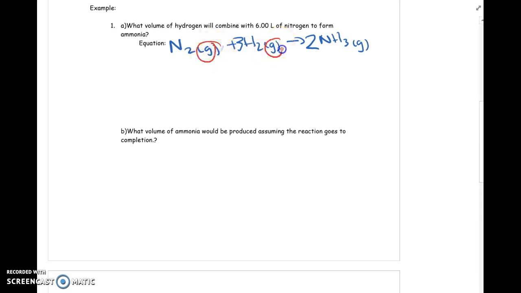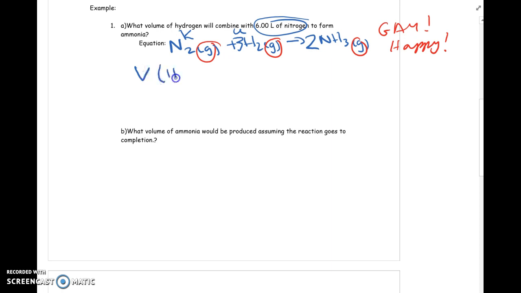We've got gas, gas, gas, so we're using Gay-Lussac's because we're very happy. Now, we've got the volume of nitrogen gas, so that is our known. And we're trying to find the volume of hydrogen gas, which is our unknown. So because it's Gay-Lussac's, it's a one-step process.